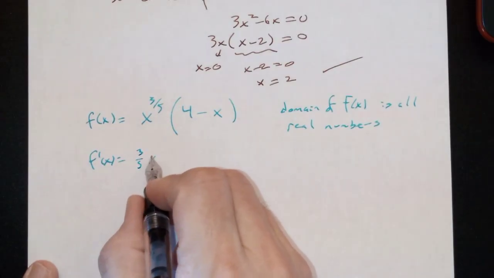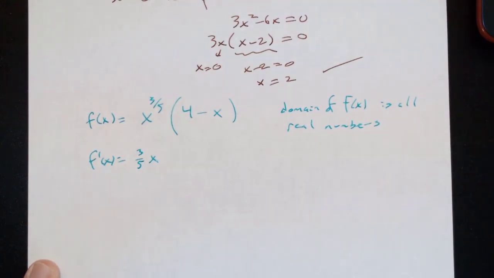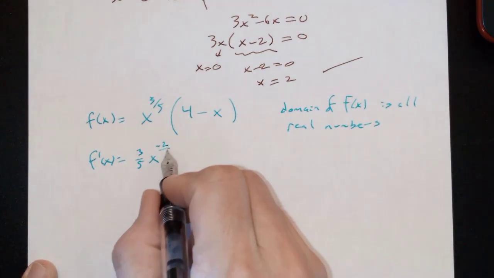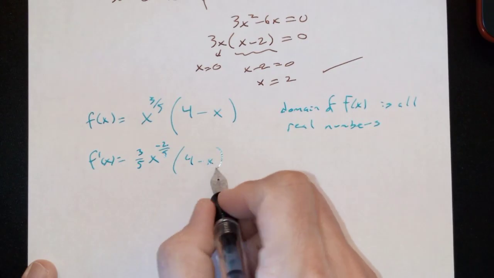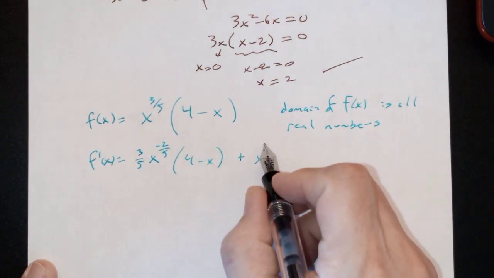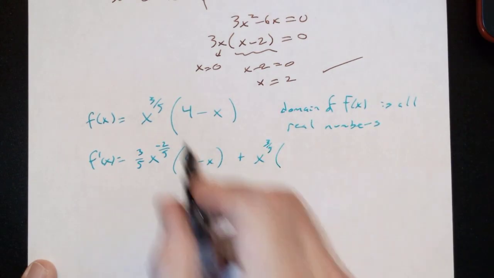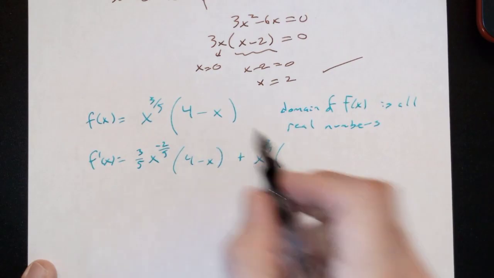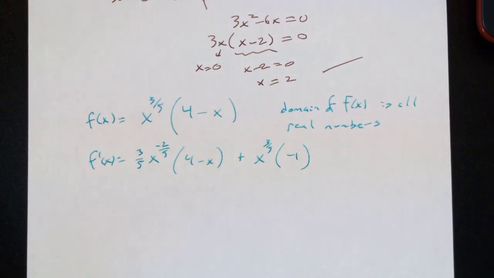3 fifths x to the, I got to subtract 1. Leave the 4 minus x alone, then leave the x to the 3 fifths alone. Take the derivative of this, 0 minus 1. But I'm going to do something with it. I'm either going to try and figure out where this is equal to 0 or where this is undefined, which means leaving it like this is no good.